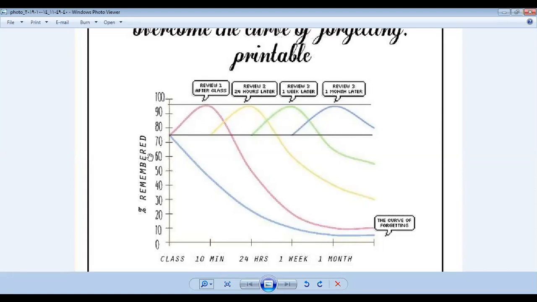Revise it the second day. Revise it after 1 week, and revise it after 1 month. By this, you will maintain your knowledge. Okay. And I saw this curve from a study blog.